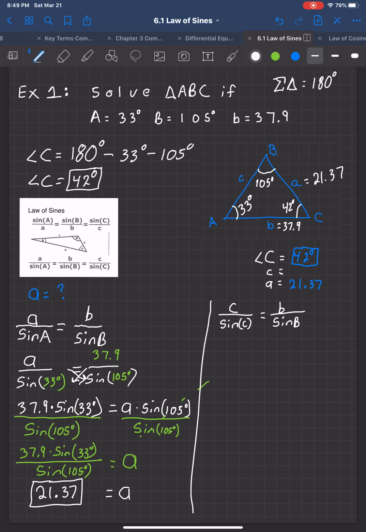Okay, so I'm going to start to speed up this process a little bit, especially on the next problem. But as of right now, let's plug in the information that we know. Ready? So little c, we don't know that yet, over sine of c, and c is, I believe it was 42 degrees. Yep. And that's equal to b, which is 37.9, over sine of b, which is sine of 105 degrees.